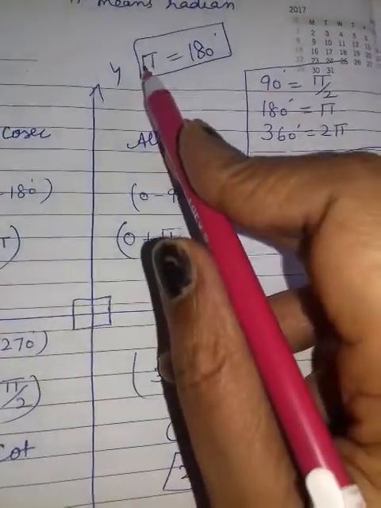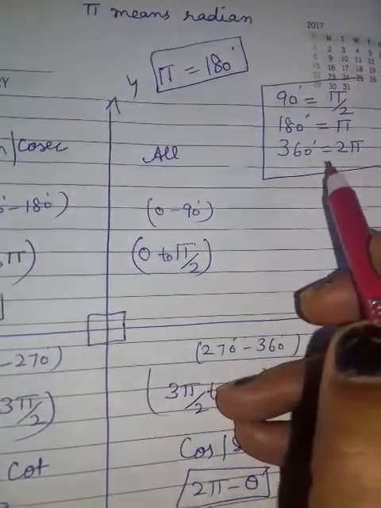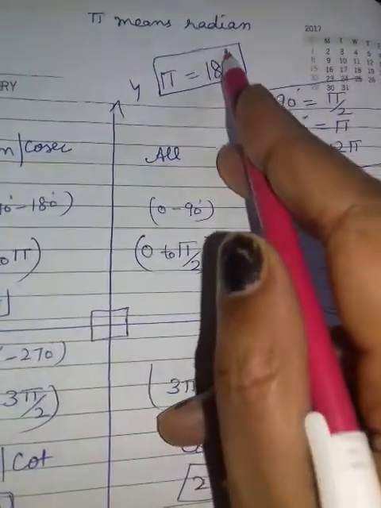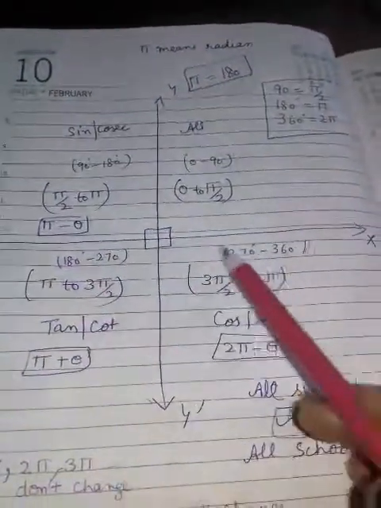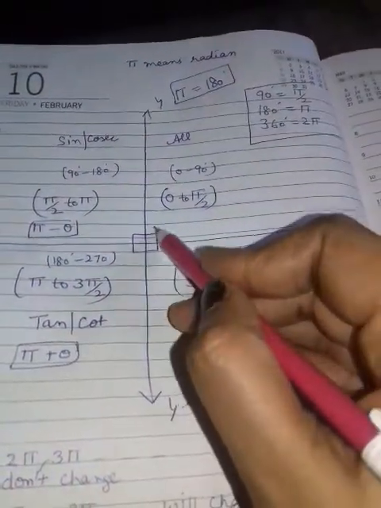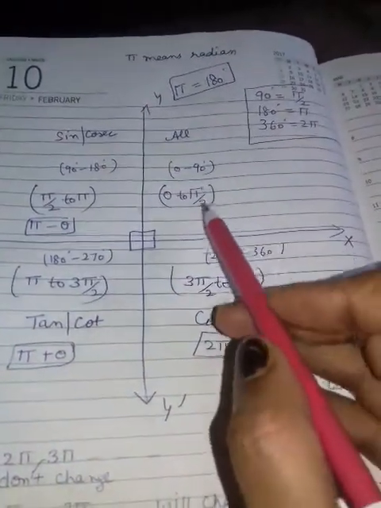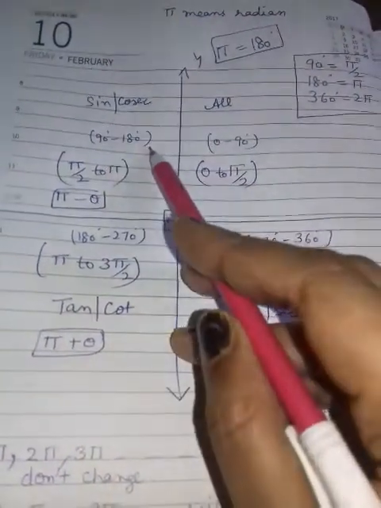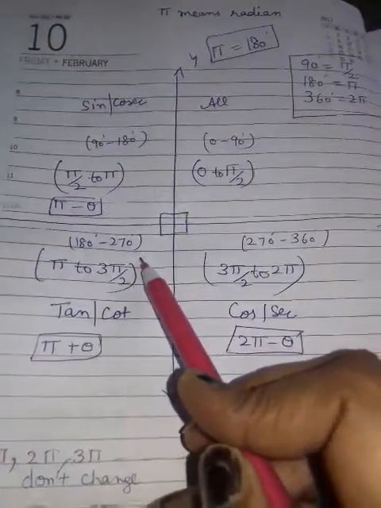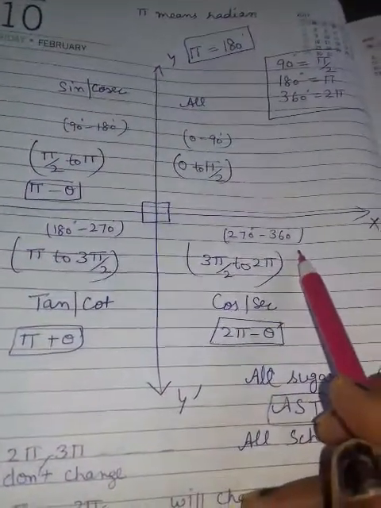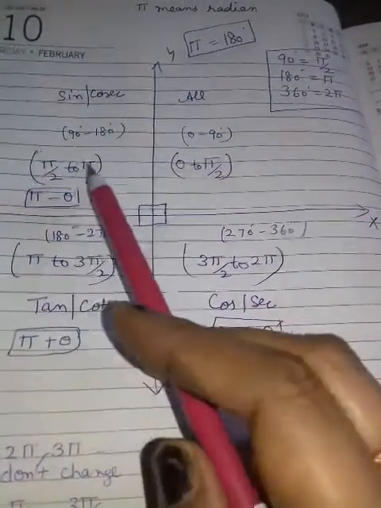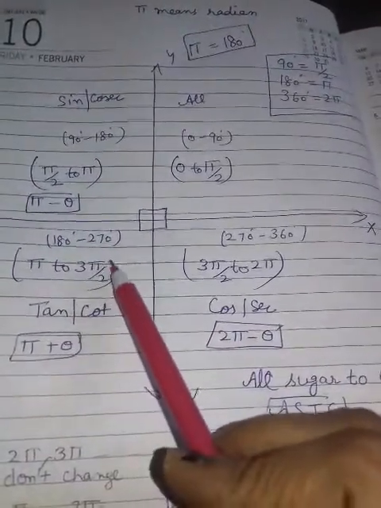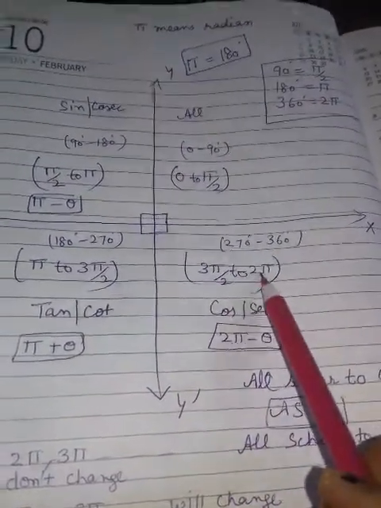If I multiply by 2, then you will get 360, means you can change with anyone. This is a standard result: pi is equal to 180. Now I am telling about the quadrant system. You know if a complete angle is 360 and it is divided equally into 4 parts: 0 to 90, 90 to 180, 180 to 270, 270 to 360. And now in the radian system I am writing 0 to pi by 2, pi by 2 to pi, pi to 3 pi by 2, 3 pi by 2 to 2 pi.